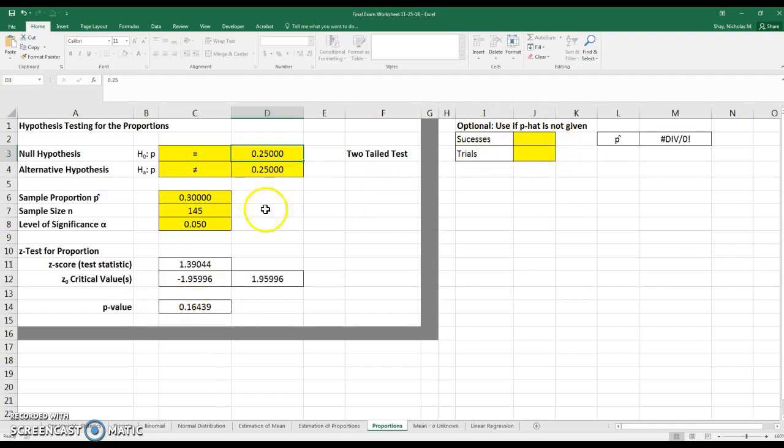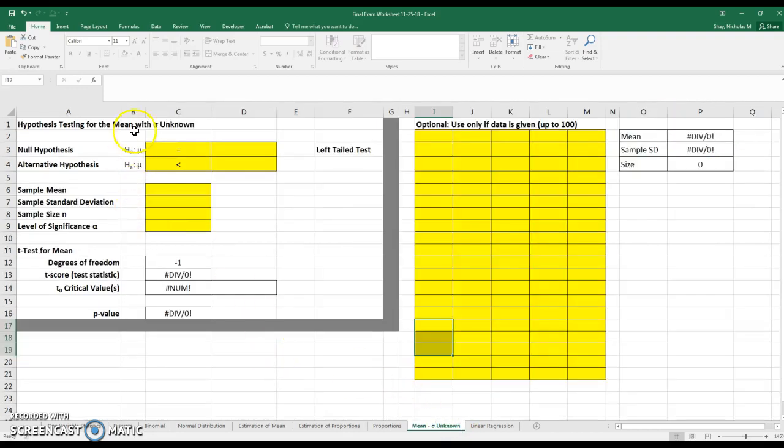Similarly, if you don't have p-hat given to you, I just made up the number 0.3 here. You might have an x and n. You can enter those in right here, and it will give you your p-hat value as well. Similarly with means, sigma unknown. We never know the standard deviation for these ones.